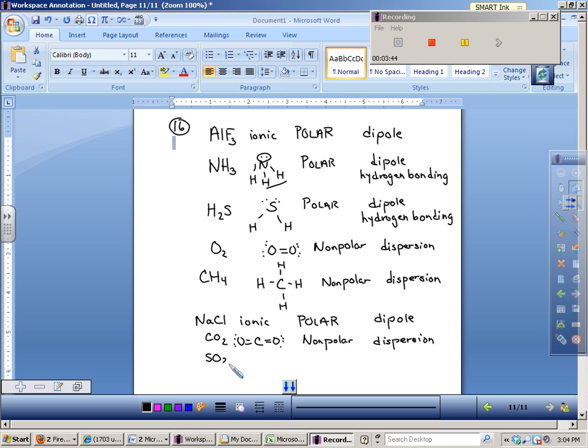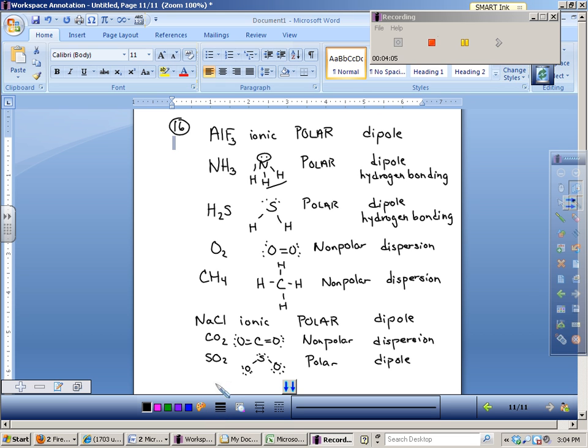SO2, lots of electrons floating around here. We certainly can split the sulfur from the oxygen, so it's polar. We'll have dipole interactions.